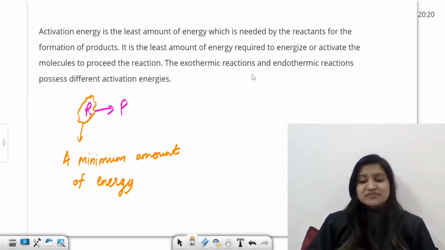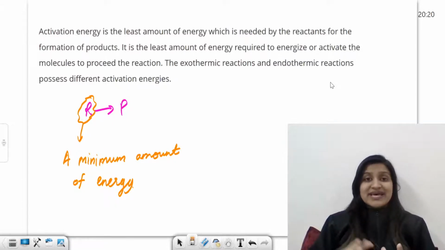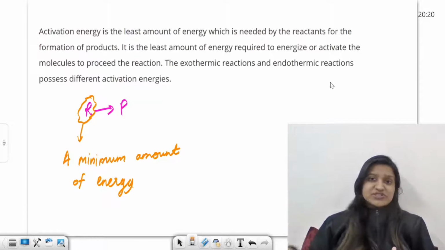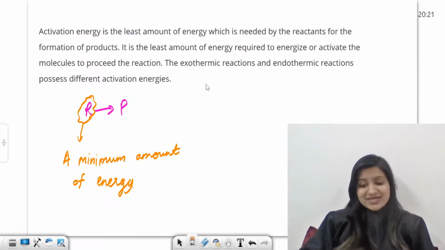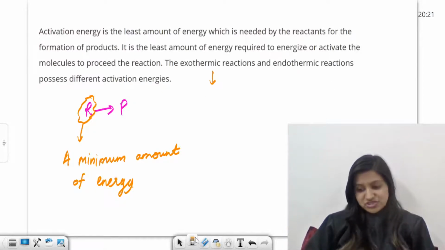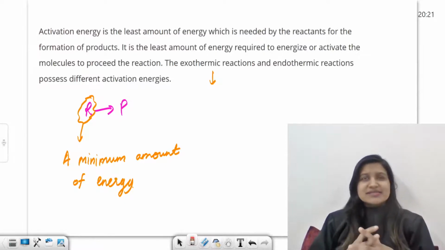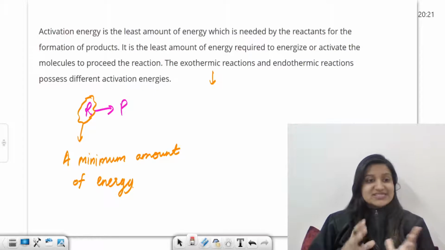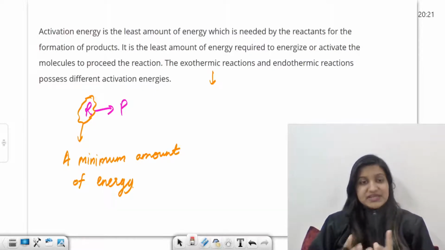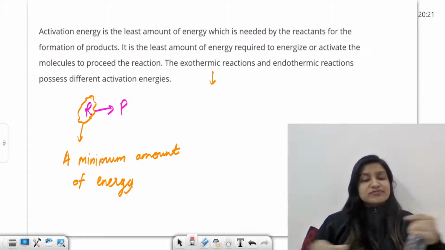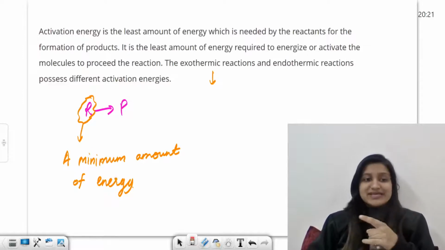The exothermic reactions and endothermic reactions possess different activation energies. Now, if you forget, what are exothermic reactions? In which there is an evolvement of heat and light, you can say. In which there is an evolvement of heat and light.